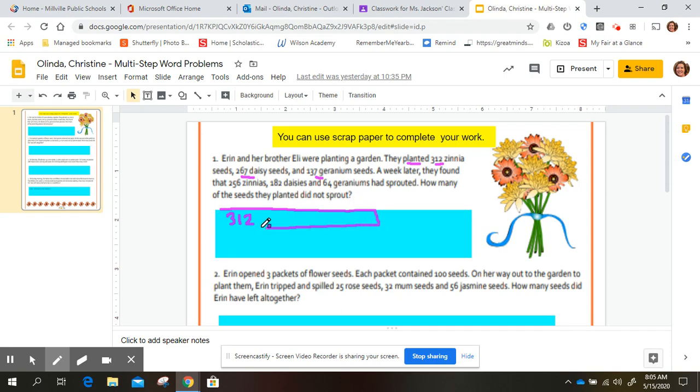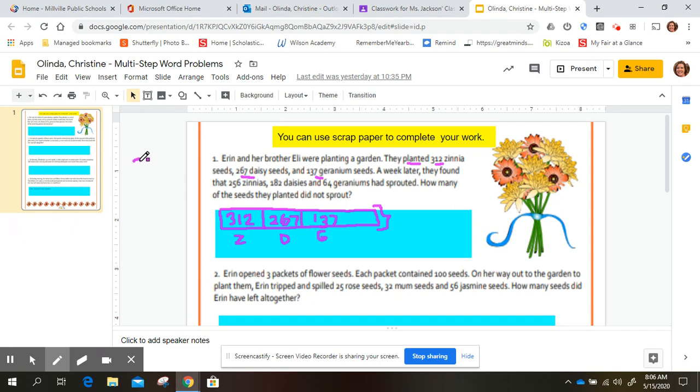I'll draw my tape diagram. And those were zinnia, so I'll put a Z. And then I had 267 daisy, and that's a D for daisy. And then 137 geranium. Now I need to find the total of how many seeds they planted. So to find the total, I would need to add all three of these numbers together.